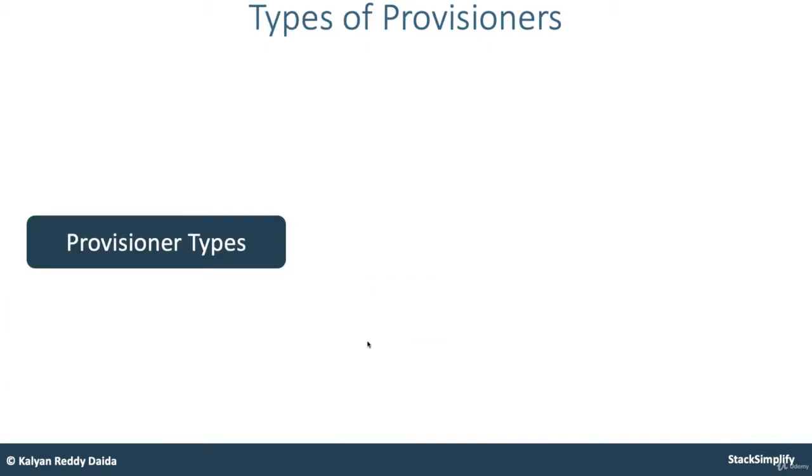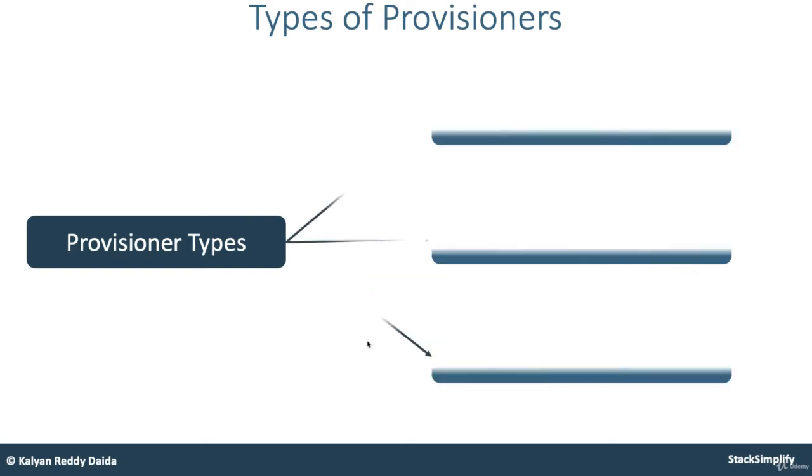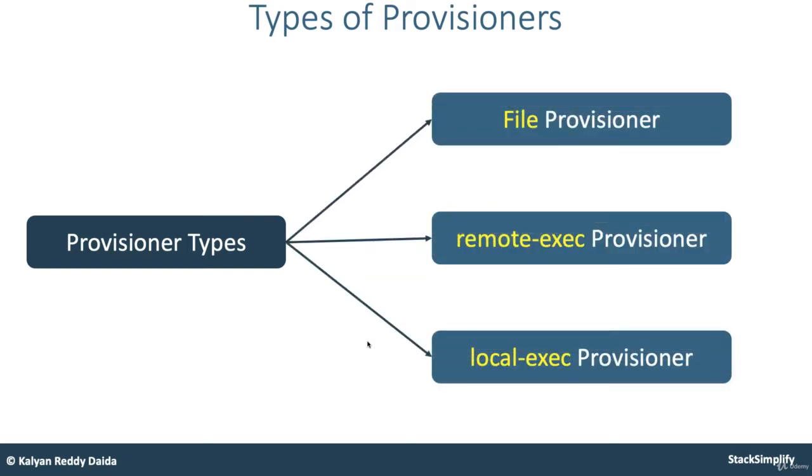There are three types of provisioners available. Those are the file provisioner, the remote-exec provisioner, and the local-exec provisioner. So let's see what those are.